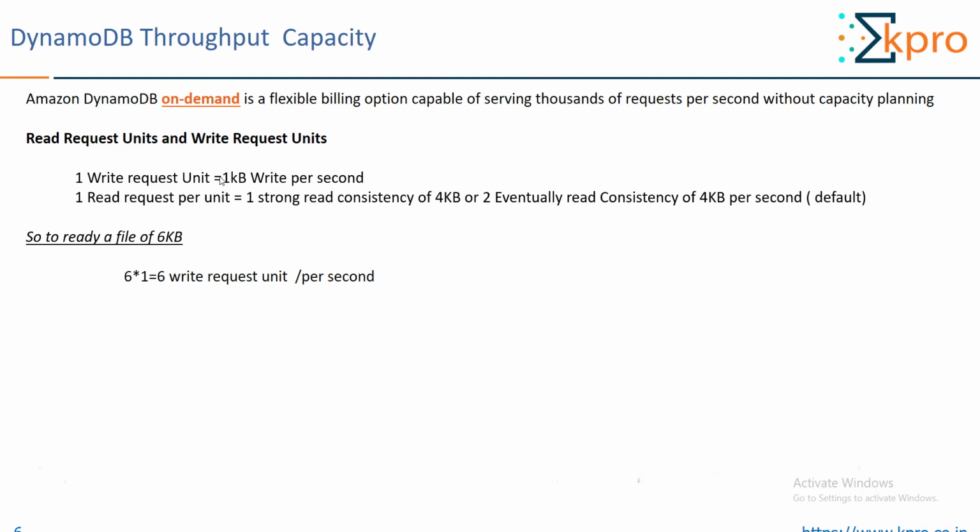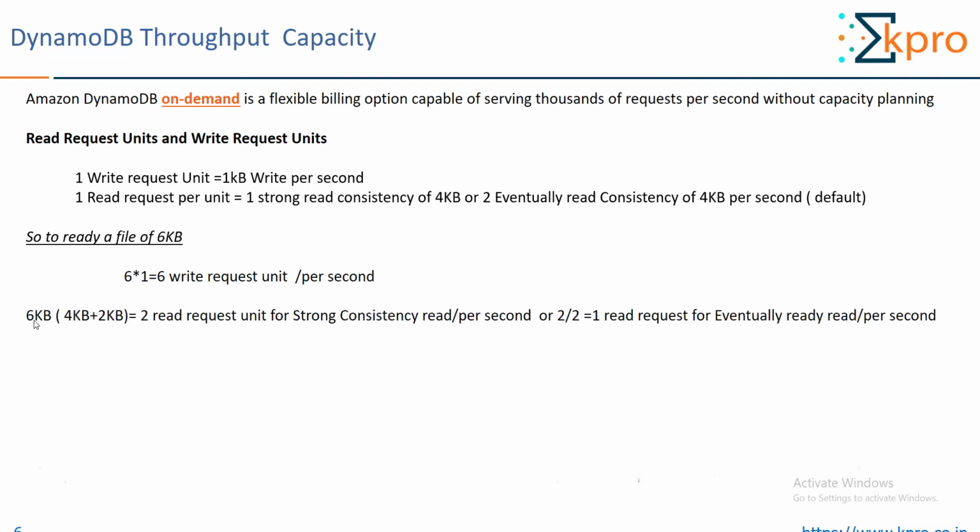Am I right? Because 1 kilobyte, so 6 write request units are required per second for 6 kilobytes. And read request units work with a 4 kilobyte unit. So 4 plus 2, 2 read request units are required for a strong consistency read, and 1 read request unit is required for eventual read consistency per second.